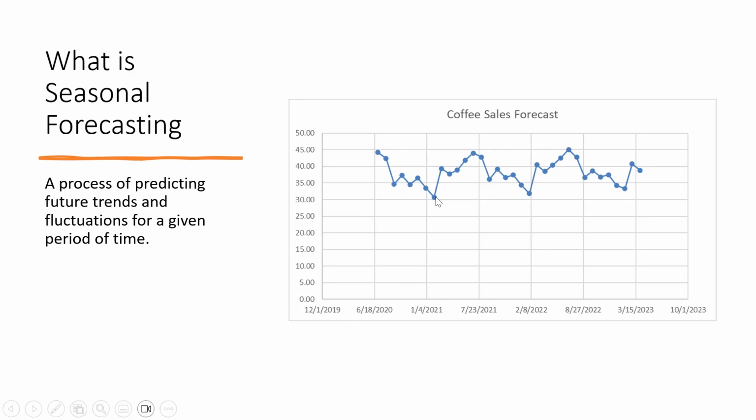Here you can see that in January, it shows a downtrend, whereas around July, it shows an uptrend. So one of the motives of seasonal forecasting is to find out how the business is going to look over a certain period of time. We can use it for coffee sales forecasts or anything that's a seasonal product, so we can see its uptrends and downtrends.